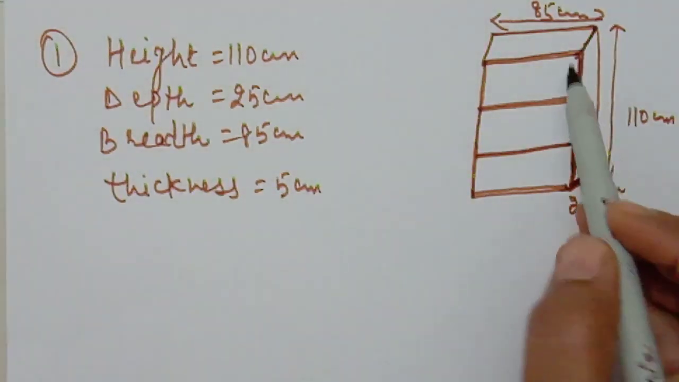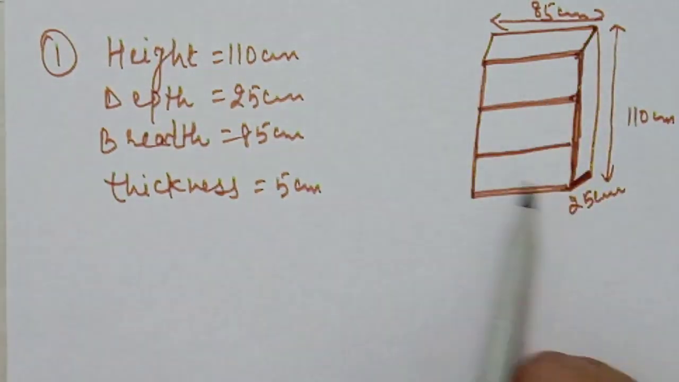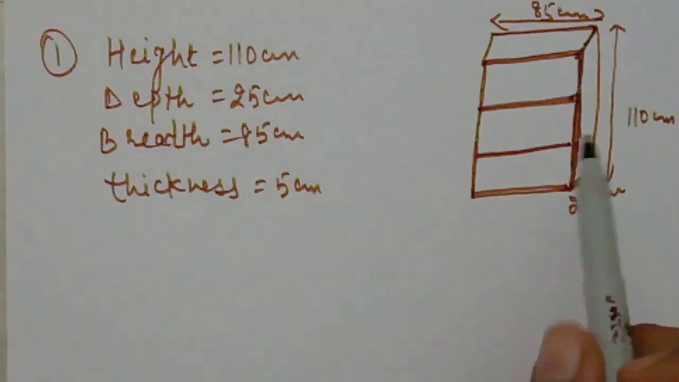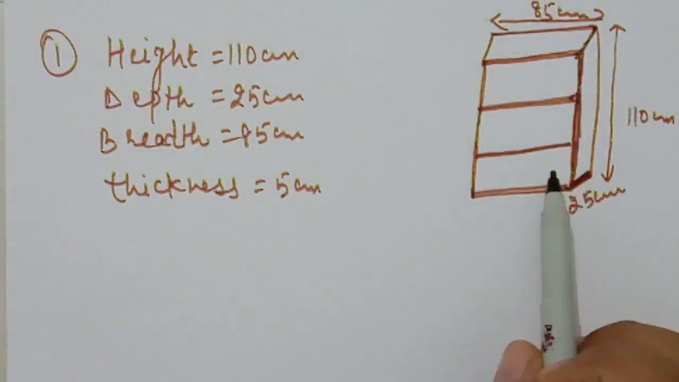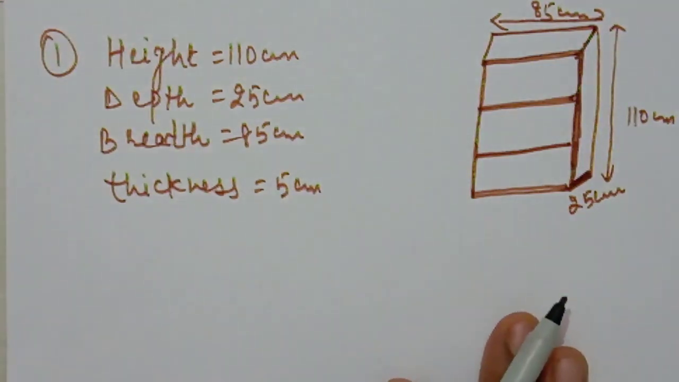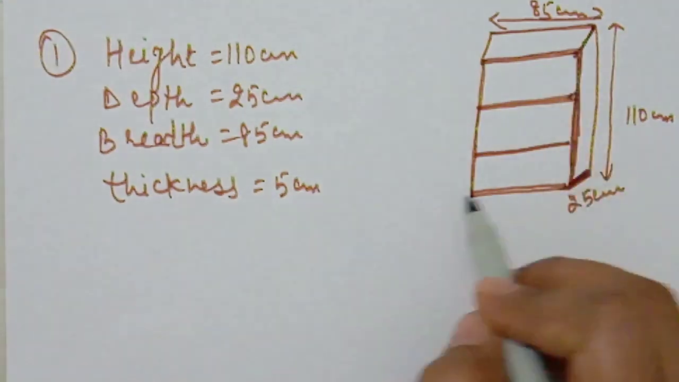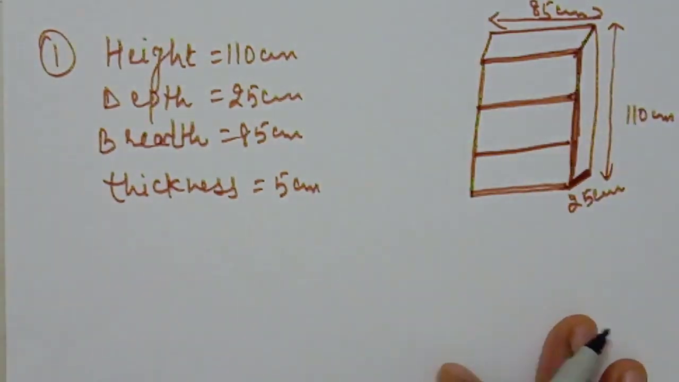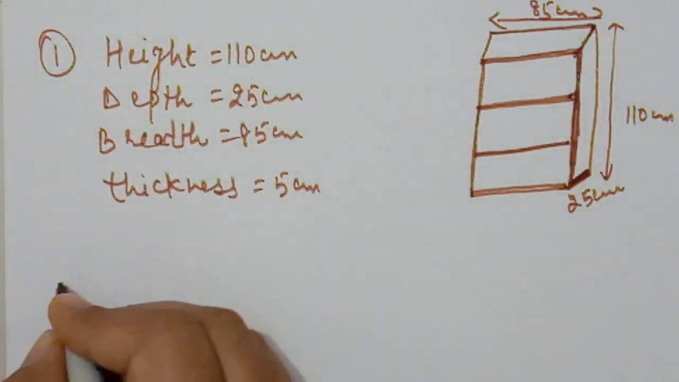So students, first of all, if this will be a closed almirah, then this is an example of a closed cuboid. But the front face of the almirah is open and the other 5 faces are already present. They are the rectangular faces of the cuboid, but the front face is not in the form of a rectangle. So first of all we have to find the external area, then we have to find the cost of polishing.